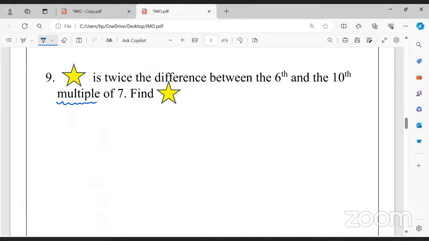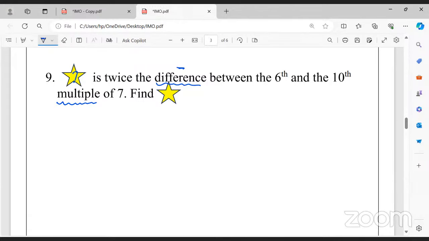Multiples means, if I say the first multiple of 2 is 2, what is the second multiple of 2? 4. Third multiple means 6. That means we are saying the multiplication table. Now you are asked to find the value of the star. I know difference means subtraction.